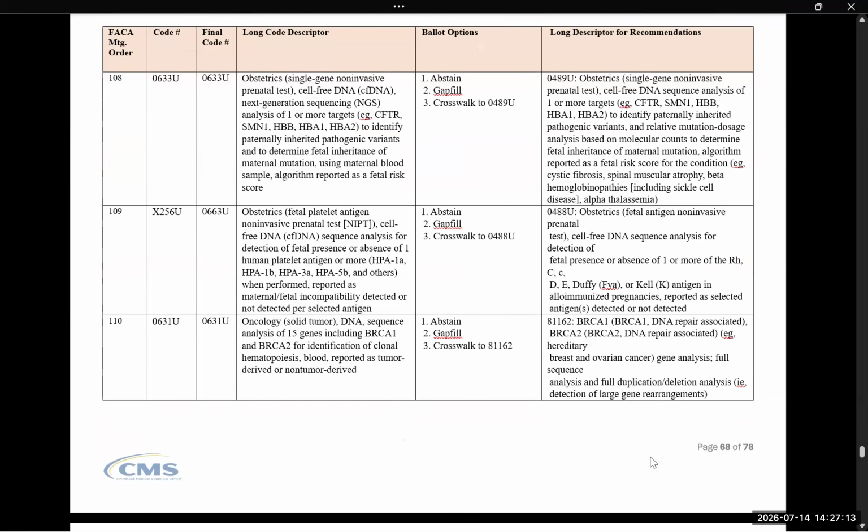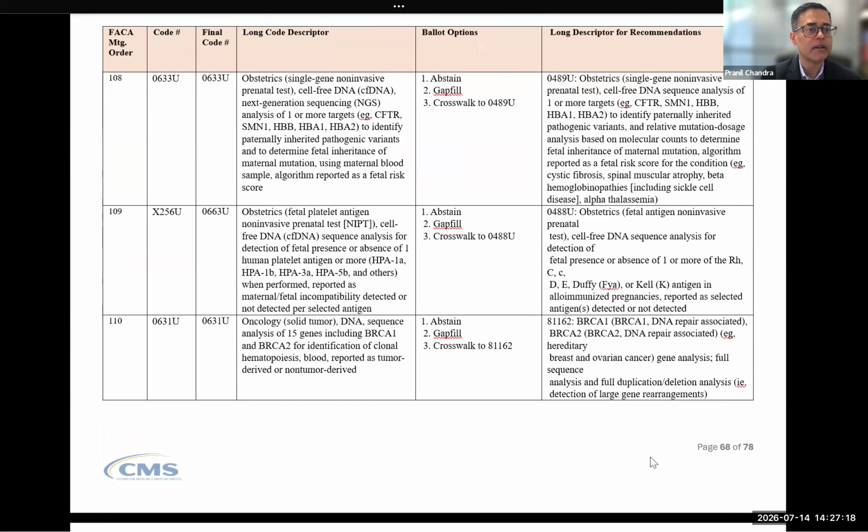All right, next up, 0633U, and Pernell, this one is you as well. Thanks, Megan. Again, this is 0633U. This is an OBGYN cell-free DNA assay looking at a number of targets. And it is another assay and CPT code that was accompanied by a very good public presentation with very good rationale, which we happen to agree with. And so our recommendation is going to be to crosswalk to their recommendation, which is 0489U.